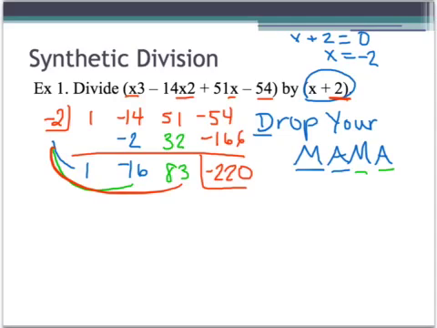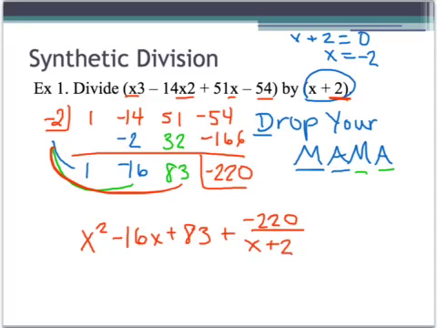So because I have a remainder other than 0, I know that x plus 2 is not a factor of x cubed minus 14x squared plus 51x minus 54. So my answer is just going to be x squared minus 16x plus 83. And if you remember, when you have a remainder, you write that remainder over your divisor. And there, I just did a much simpler method of division.